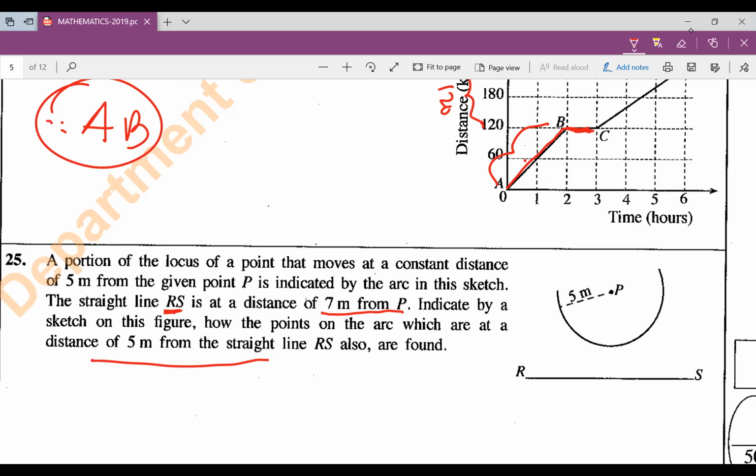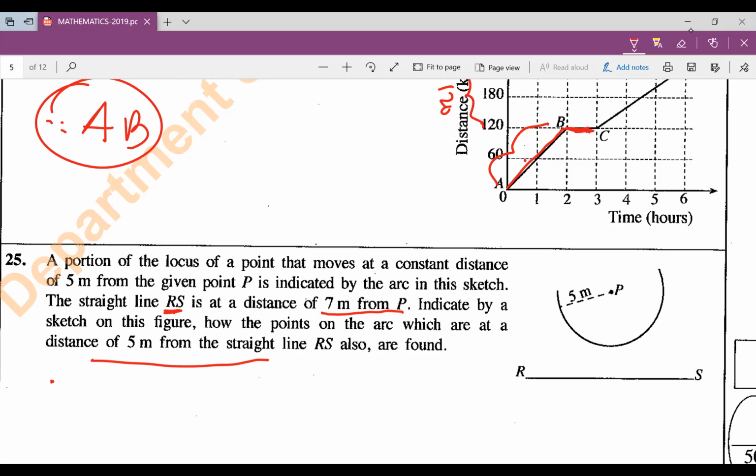So first of all, constant distance 5 meters of an arc they are showing. So there are 4 locus, the main 4 locus are there.